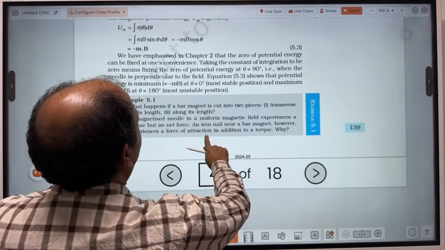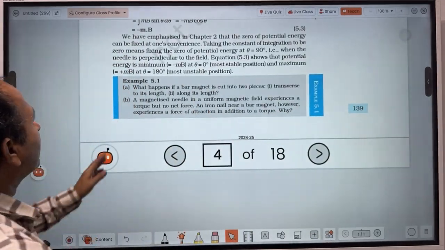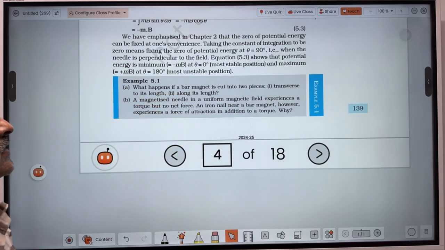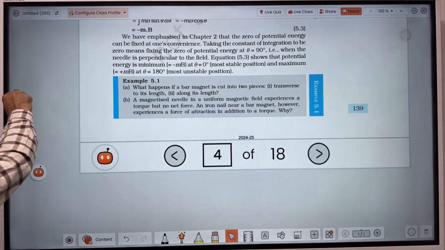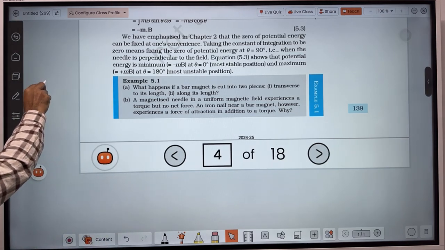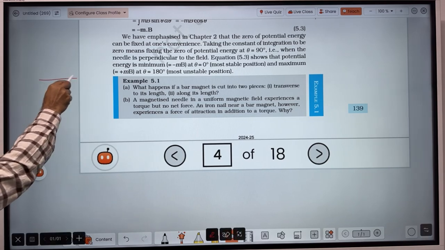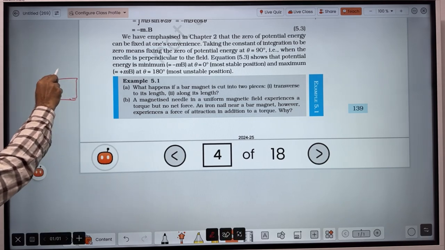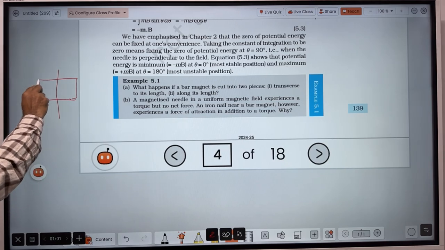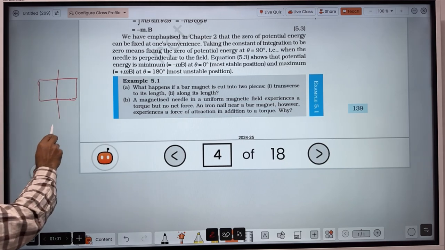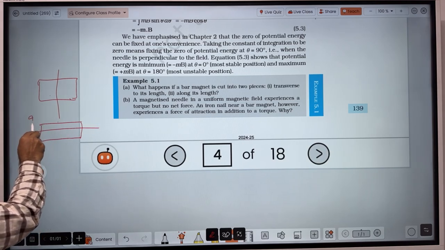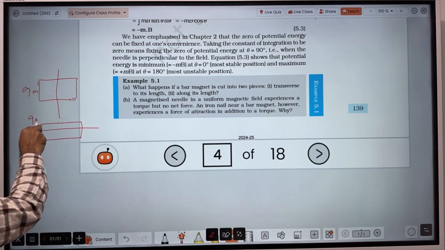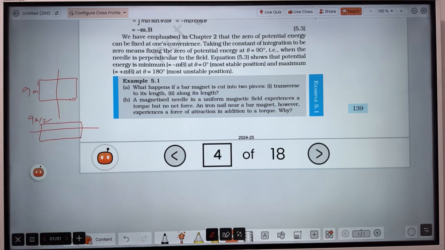Now here there is a question: what happens if a bar magnet is cut into two pieces, transverse to the length, and the length is elongated? So two situations are possible. Suppose you are given a magnet like this, and if you cut like this, then the length will become half, but the pole strength will remain the same. If you cut like this, then what happens? The pole strength will become half. Suppose this is Qm, then this time it will be Qm by 2 for each. So we can calculate the magnetic moment in both the cases.